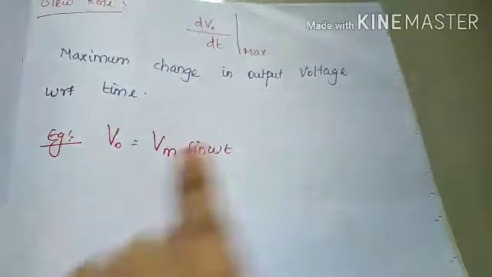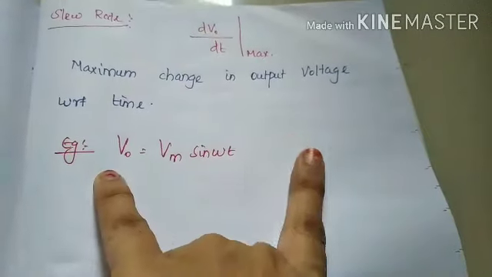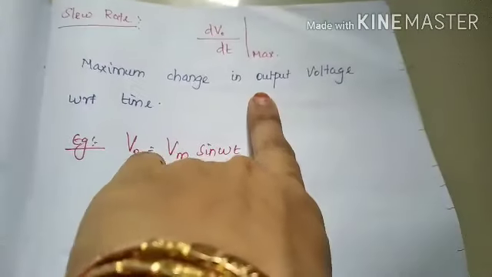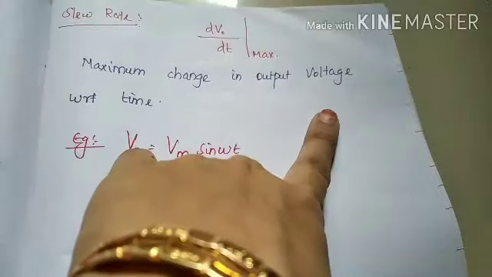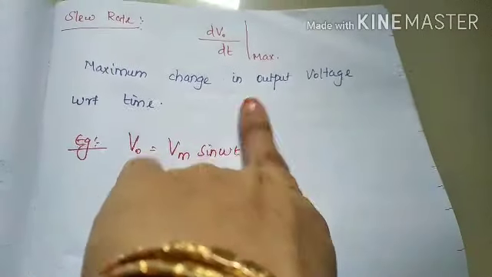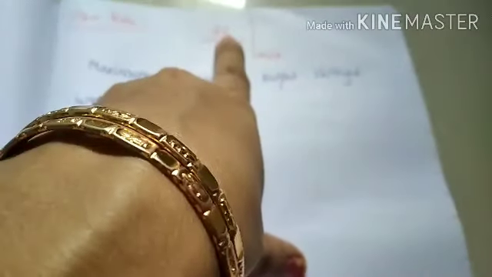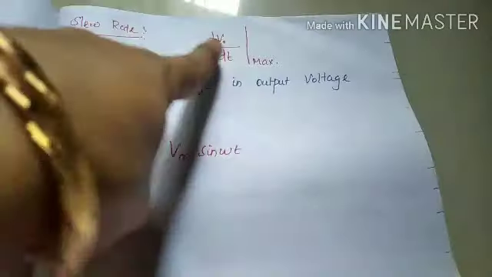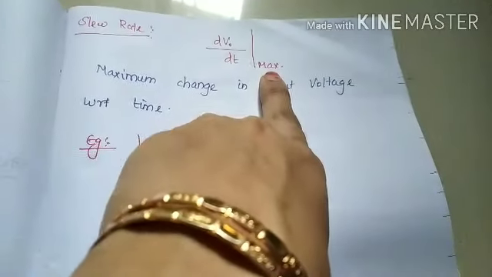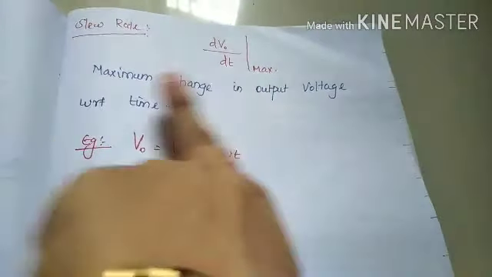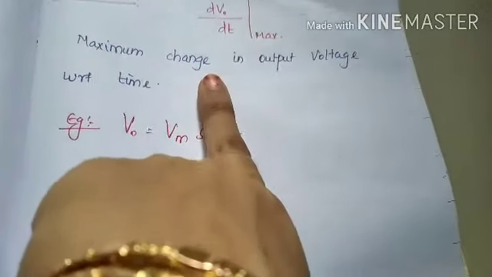Slew rate is nothing but the maximum change in the output voltage with respect to time. So dV0 by dt. What does this V0 represent? Output voltage, right? dV0 by dt to the maximum level. So, the maximum change in the output voltage with respect to time.